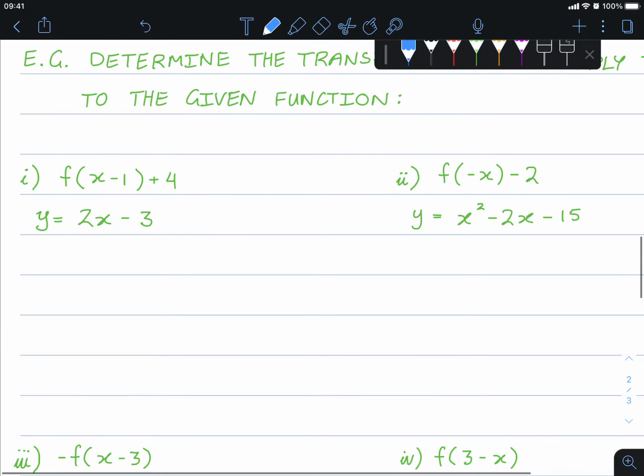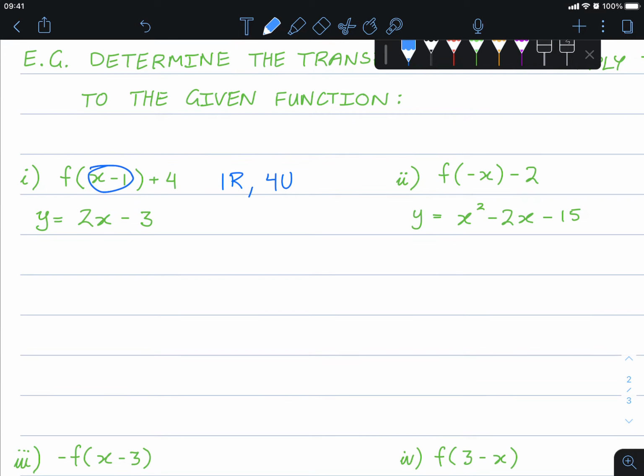So let's first recognize what the 2 functions or the 2 transformations are in this one here. Well, in order of what we can see them, inside the bracket first, so that's 1 to the right, and then 4 up.